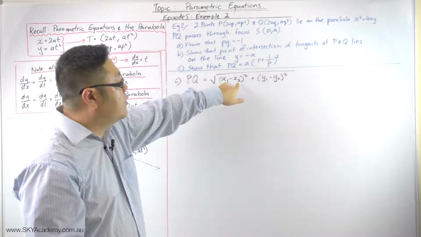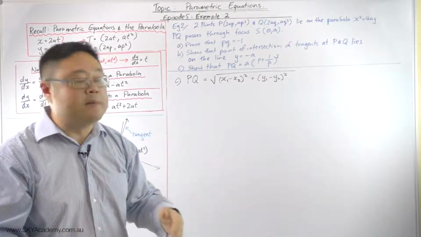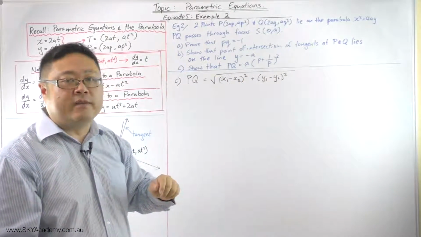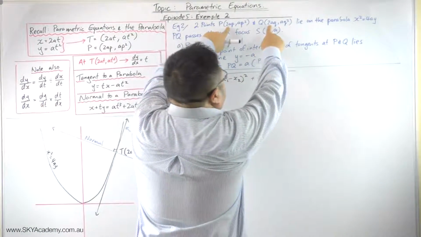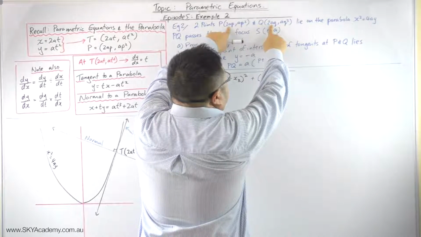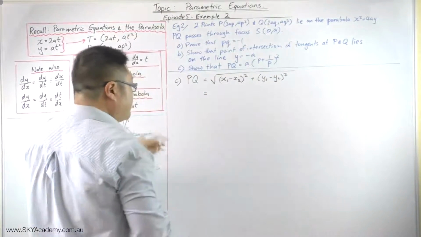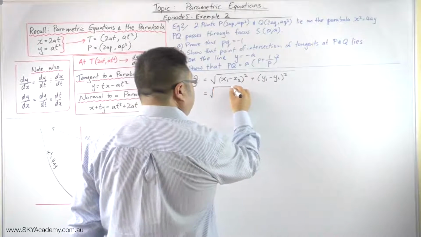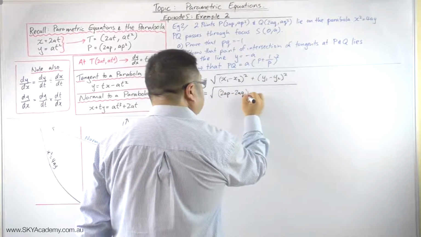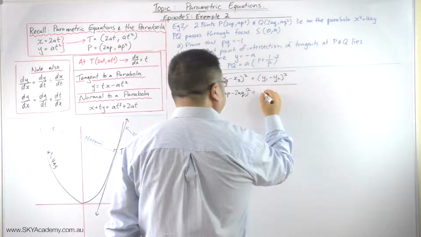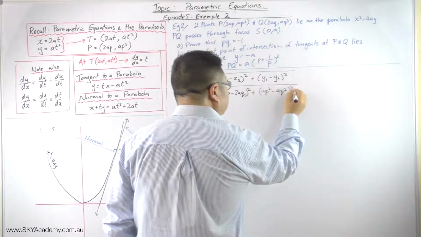So in other words, whether we use x2 minus x1 or x1 minus x2, it doesn't matter. The square will take care of it, and again the square will take care of it here as well. Now, the x coordinates of P and Q are 2ap and 2aq. The y coordinates are ap squared and aq squared. So PQ will be equal to the square root of (2ap minus 2aq) all squared, plus (ap squared minus aq squared) all squared.